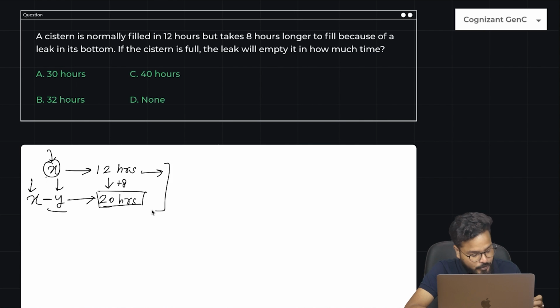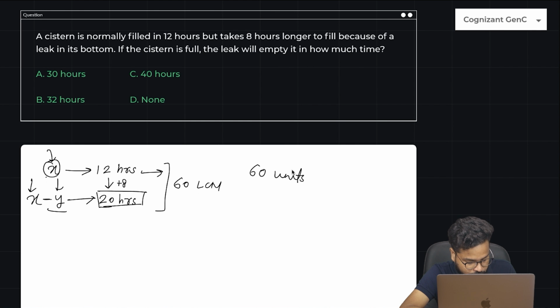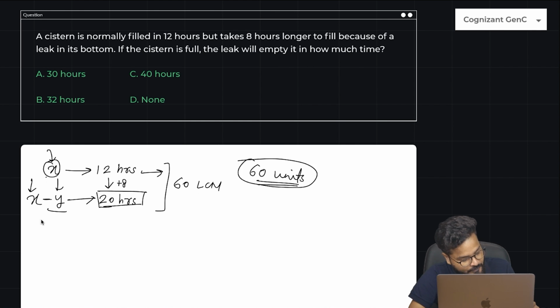The next thing that I'll do is, in such cases, what I always love to do is find the LCM for this and find the total number of units of work. So 20 and 12, what would be the LCM? 20 3s are 60, 12 5s are 60. So 60 is the LCM. So I'll consider that the total amount of work is 60 units.